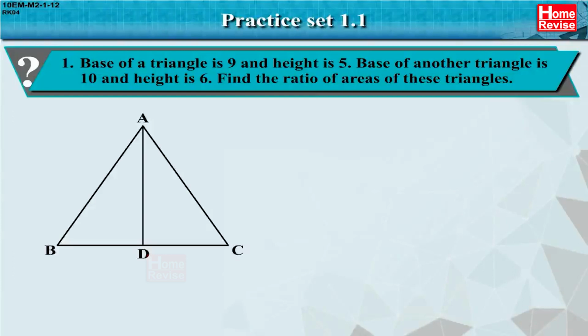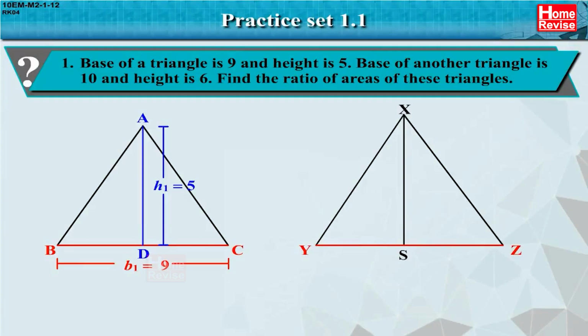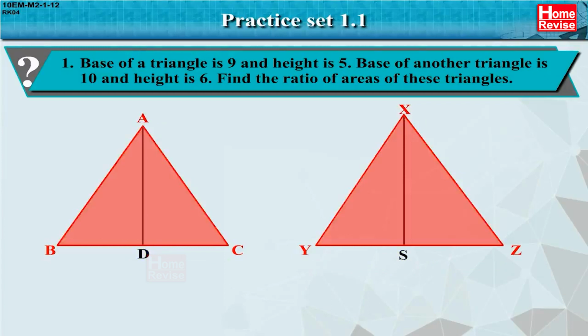Practice set 1.1. 1. Base of a triangle is 9 and height is 5. Base of another triangle is 10 and height is 6. Find the ratio of areas of these triangles.